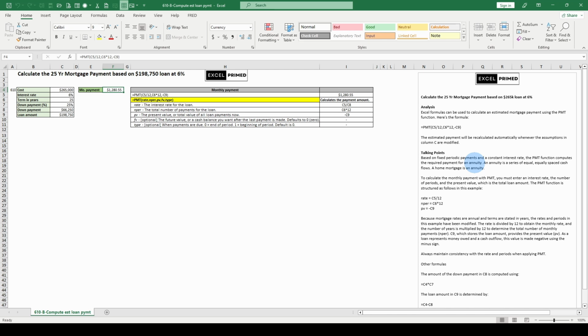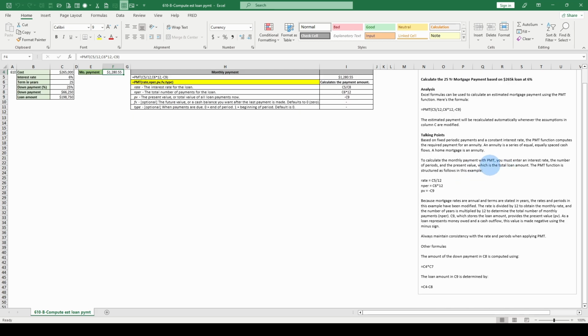Talking points: based on fixed periodic payments and a constant interest rate, the payment function computes the required payments for an annuity. An annuity is a series of equally spaced cash flows. Because mortgage rates are annual and terms are stated in years, the rates and periods in this example have been modified. The rate is divided by 12 to obtain the monthly rate, and the number of years is multiplied by 12 to determine the total number of monthly payments. C9, which stores the loan amount, provides the present value.